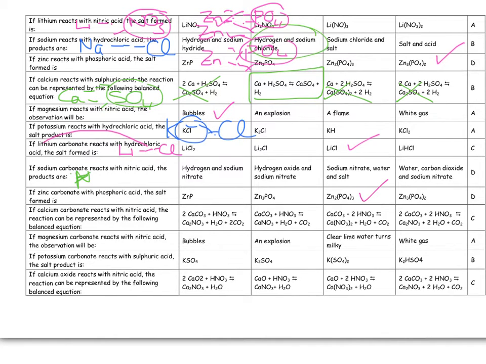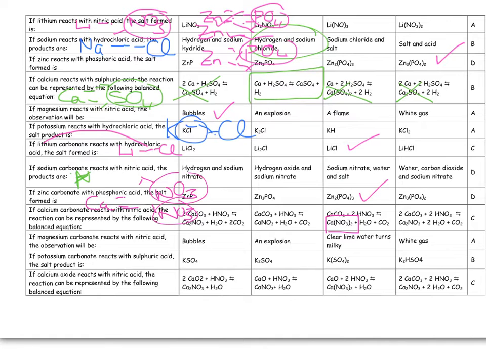If calcium carbonate reacts with nitric acid, we're again going to get a salt plus water plus carbon dioxide, and the salt will be calcium nitrate. Best I work out what that is. Calcium has a valency of 2, nitrate has a valency of 1. Hold hands, and I land up with calcium nitrate.